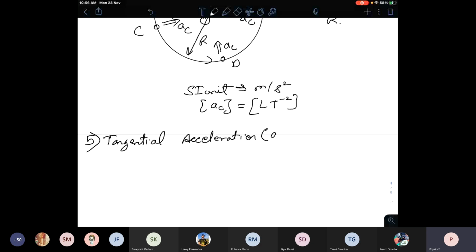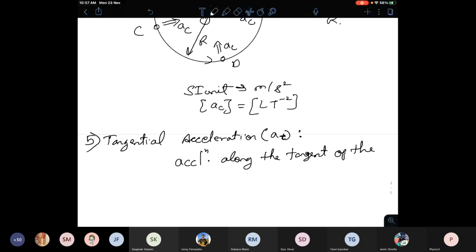Tangential acceleration, a tangential, is denoted by a small t, or whichever symbol you want to use. What is a tangential? It is the acceleration along the tangent of the circular path, of the circular motion. The acceleration which is along the tangent of the circular motion is called tangential acceleration.